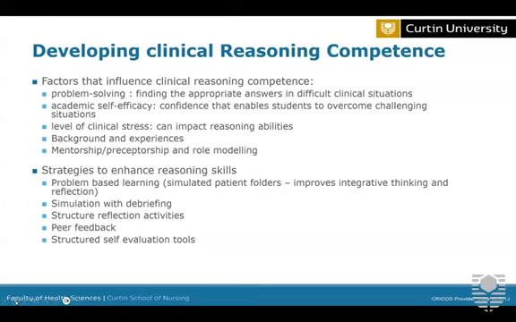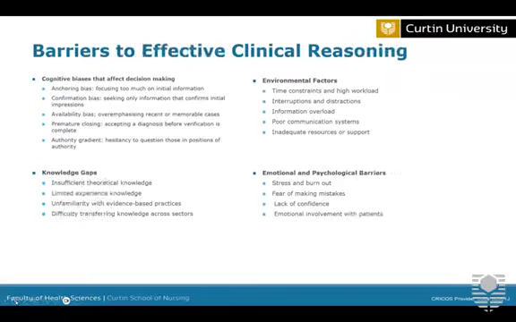Particularly after your laboratory and your tutorial learning, there are some reflective activities that you can include and practice your knowledge development. And then we use, in our laboratory sessions, peer feedback as a way of enhancing our reasoning skills. So you will give feedback to your peer, as well as your peer will give feedback to you. And then we also use structured self-evaluation tools in the clinical areas. So you'll be familiar with the use of the ANSET by the end of semester.